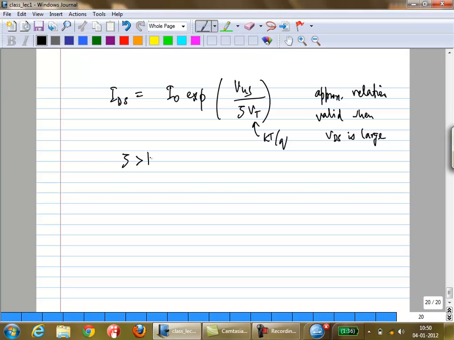The other thing is zeta happens to be greater than 1. So for the same voltage, the current and the GM and so on are lesser for a MOSFET in the subthreshold region compared to a bipolar transistor. So the bipolar zeta is actually 1.